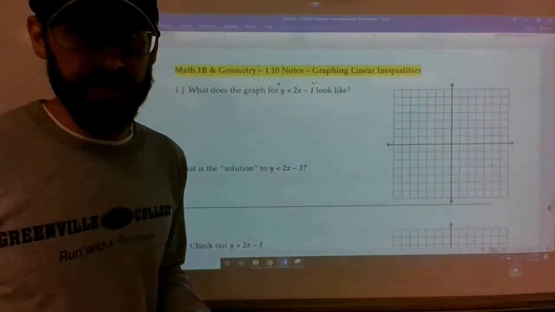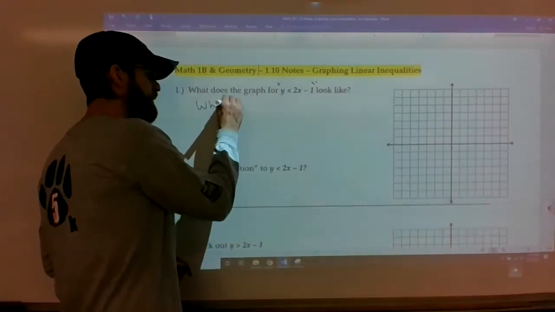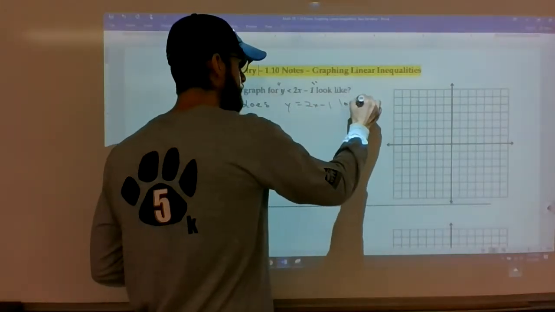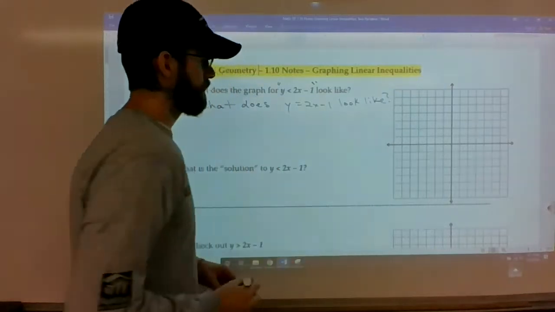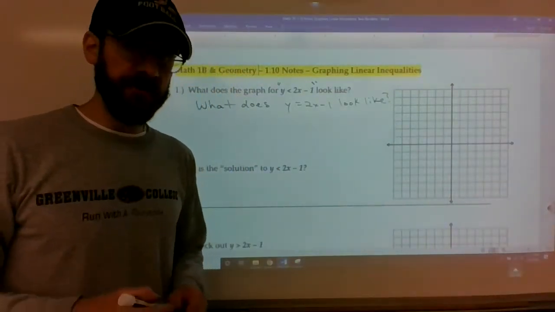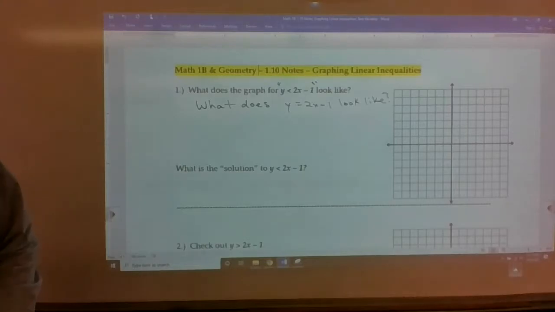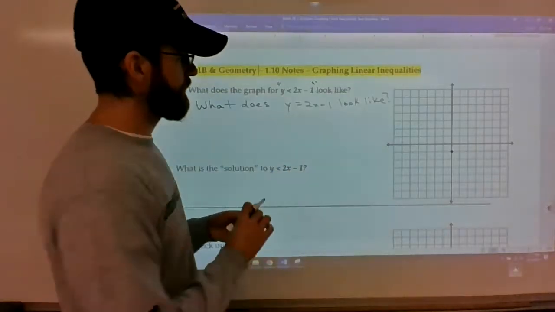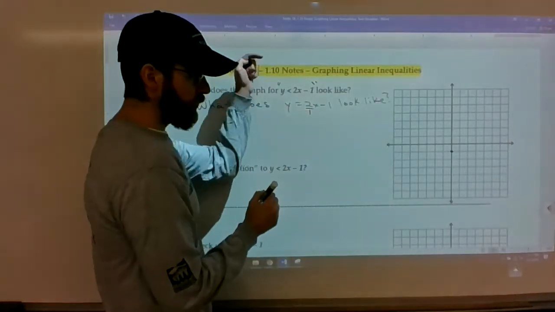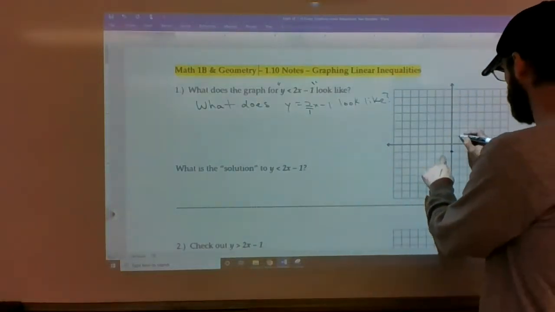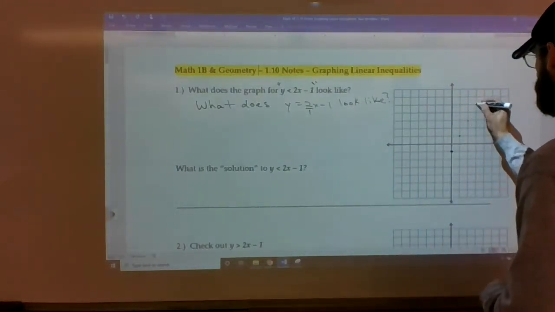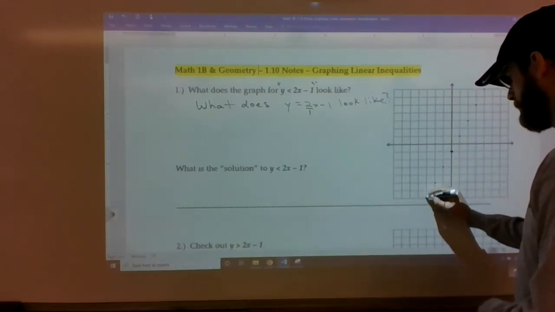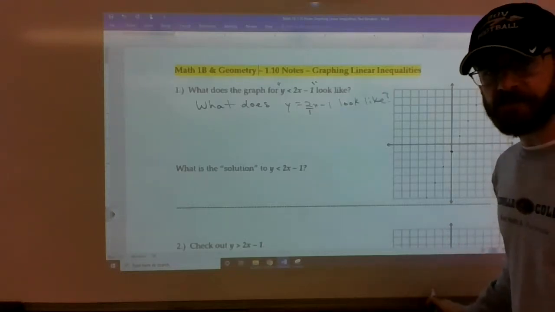So the first thing I would start with is just say, well, what does y equals 2x minus 1 look like? And we know what that looks like. It starts at -1 on the y-axis. And then it travels up to right 1, or down to left 1. We normally would connect the dots.